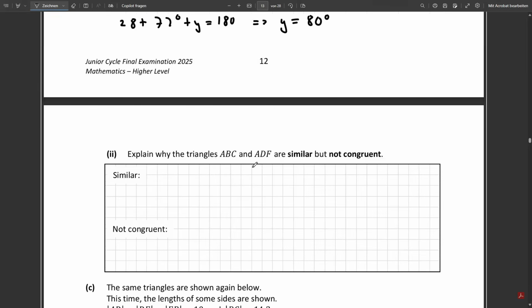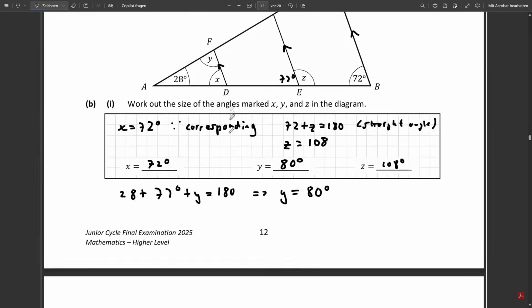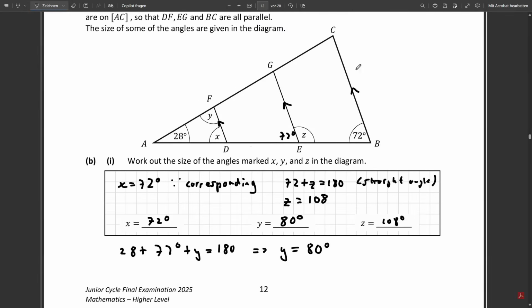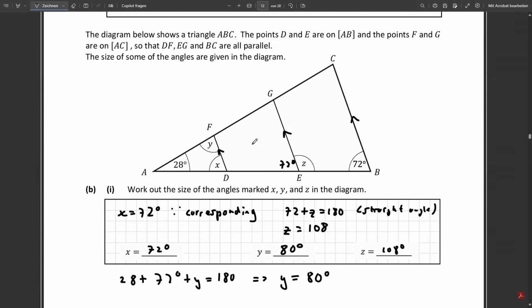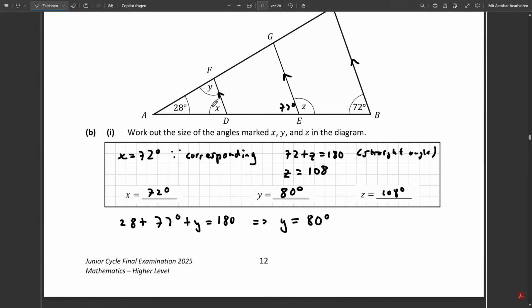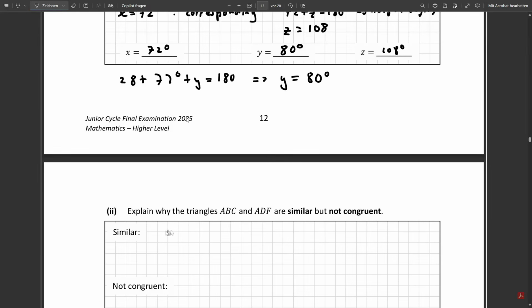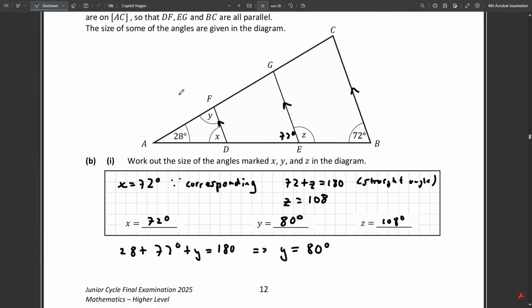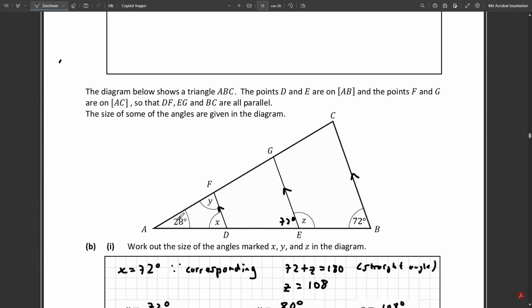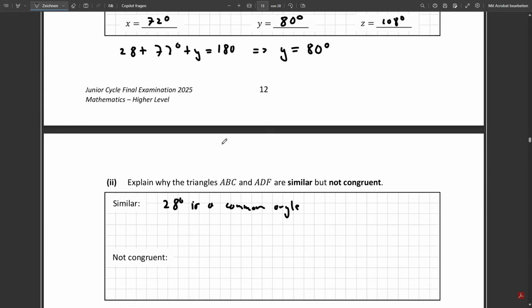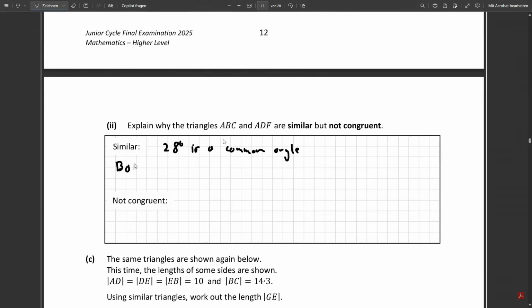Explain why they're similar but not congruent. So this is ABC and ADF, but not congruent. So they're similar because they both have 28 degrees as a common angle. So you can see in ABC, the big triangle, and ADF, 28 degrees is in both. They both have 72 degrees. That's because of corresponding angles.